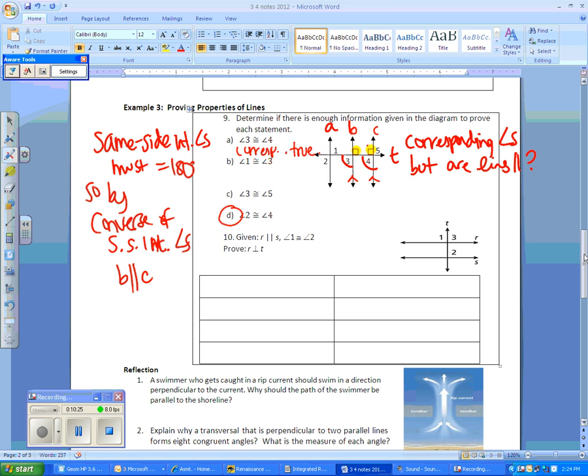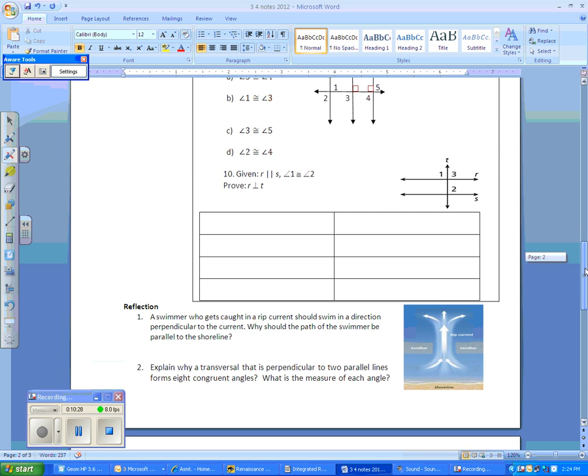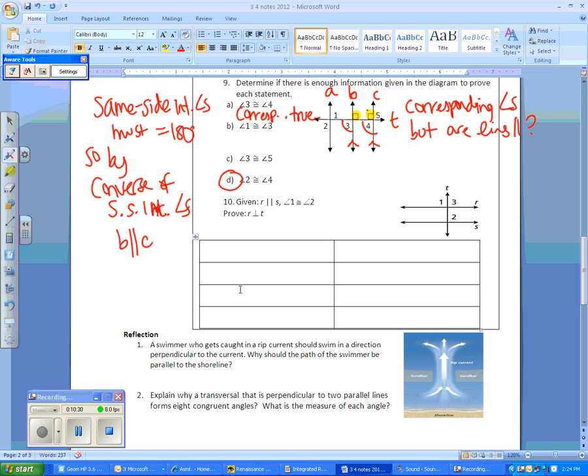And today we talked about perpendicular lines. Again, finish those problems, please. Try to do the reflection, and we will talk about the rest in class. Thank you.